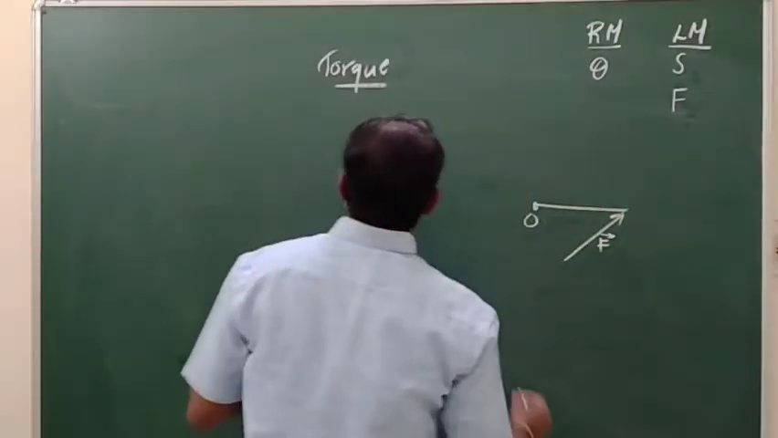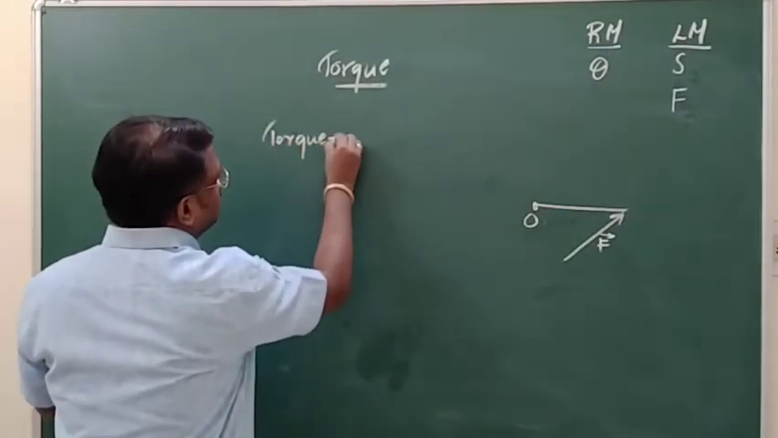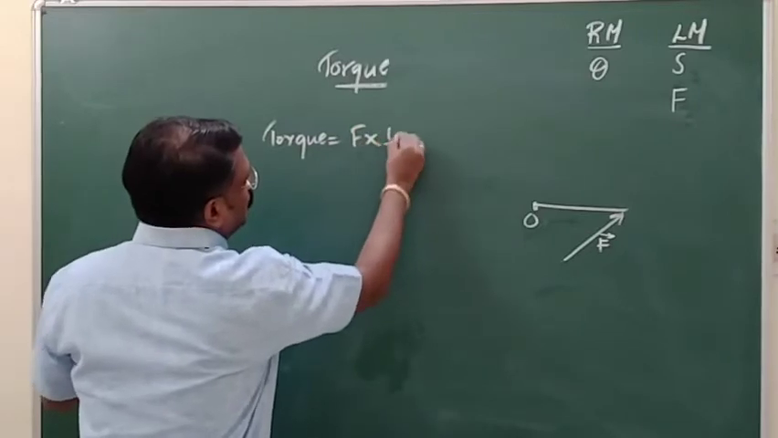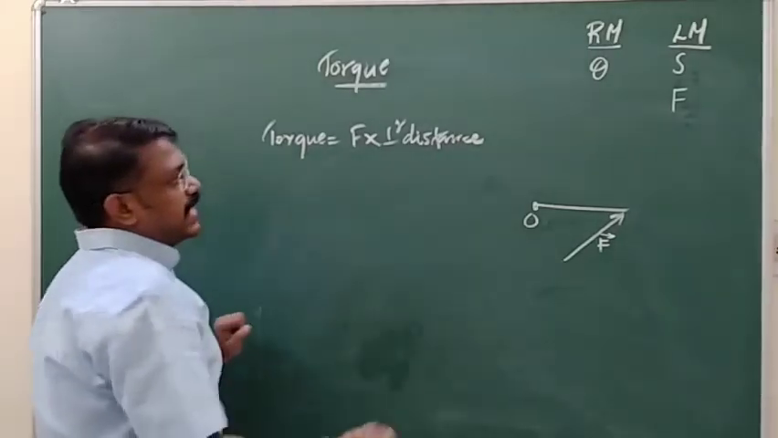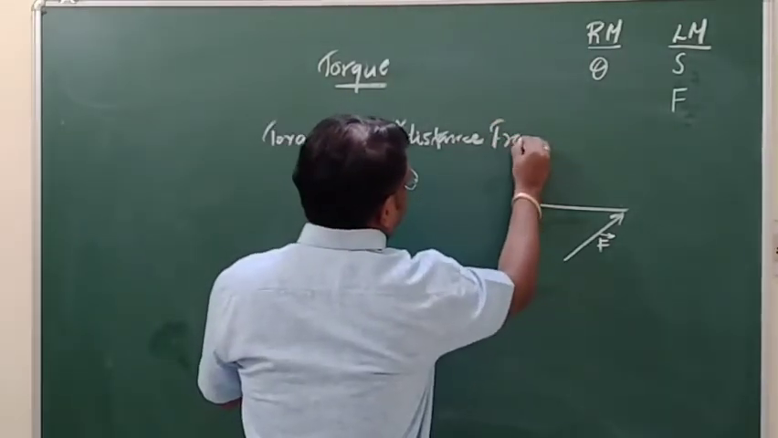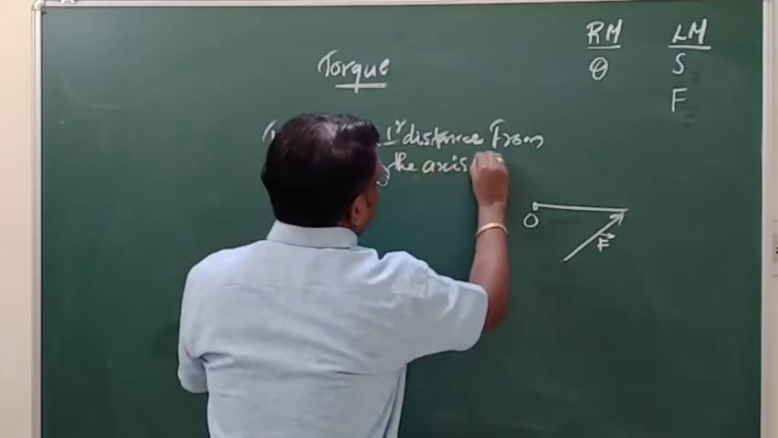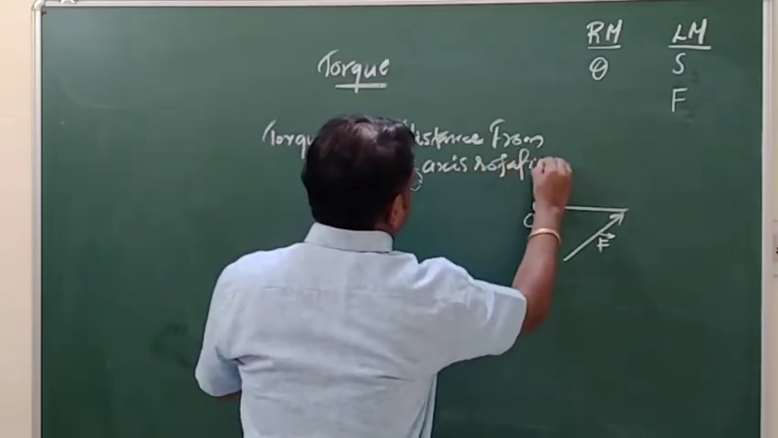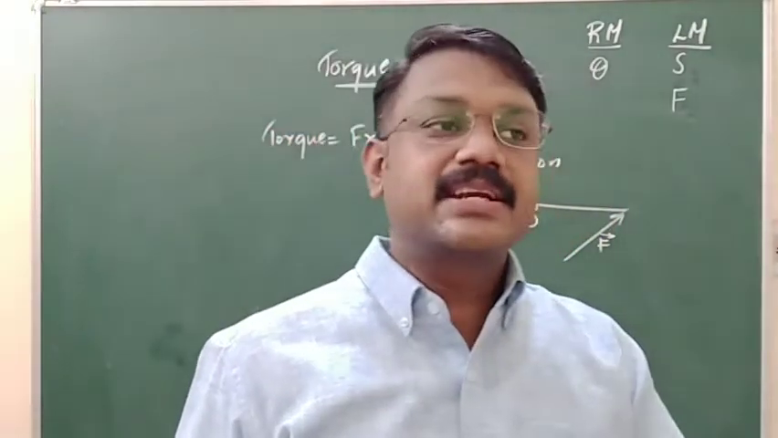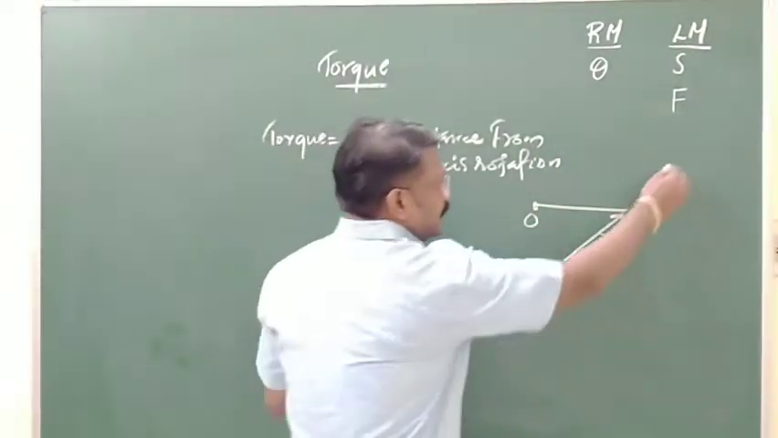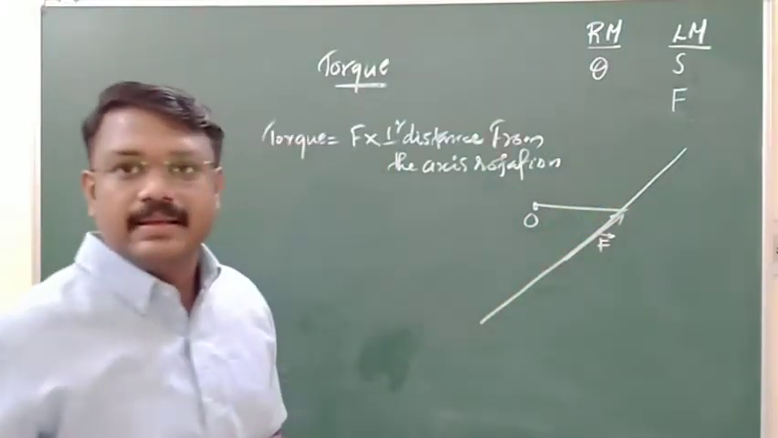So we can say that the torque is defined or measured as the force into the perpendicular distance from the axis of rotation to the line of action of that force. So this is the line of action of this force.